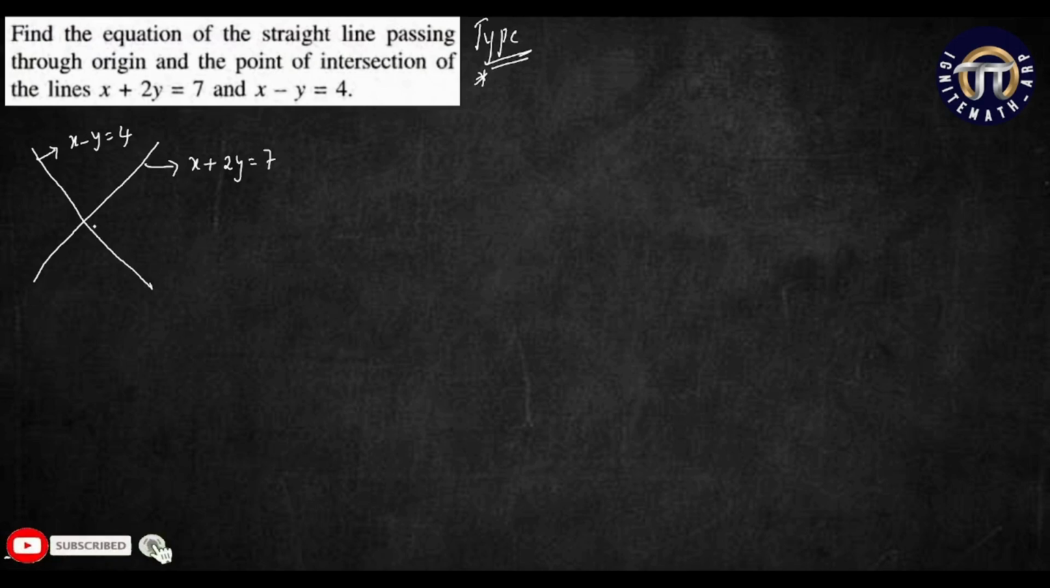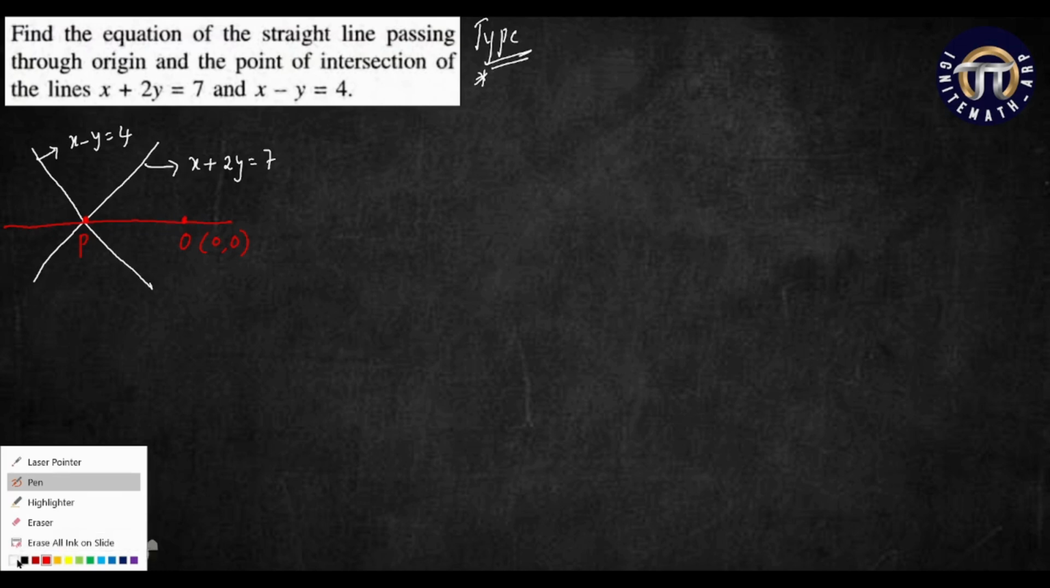See, now the required line is passing through the origin as well as the point of intersection of these two lines. In the sense, this is our required line. So I must know the point of intersection of the given two lines, and it is also passing through the point 0, 0, that is nothing but the origin. So if I find out the point of intersection, I'll get to know one point and another point O is given to you. So using the two-point form, I can easily find out the equation of the line.